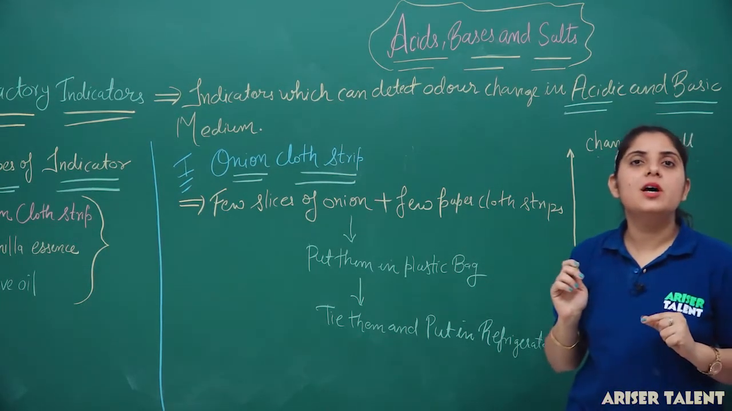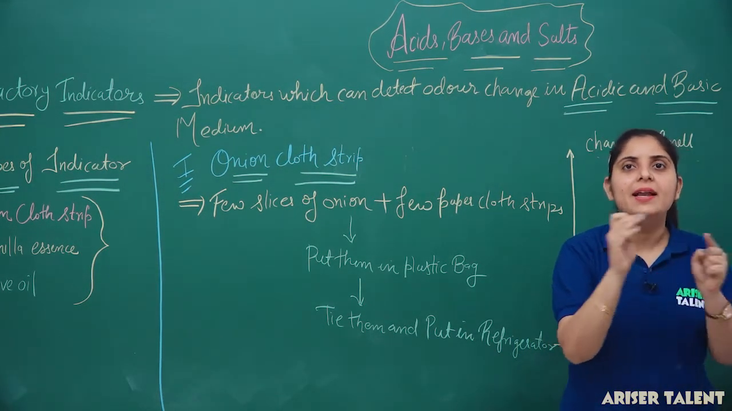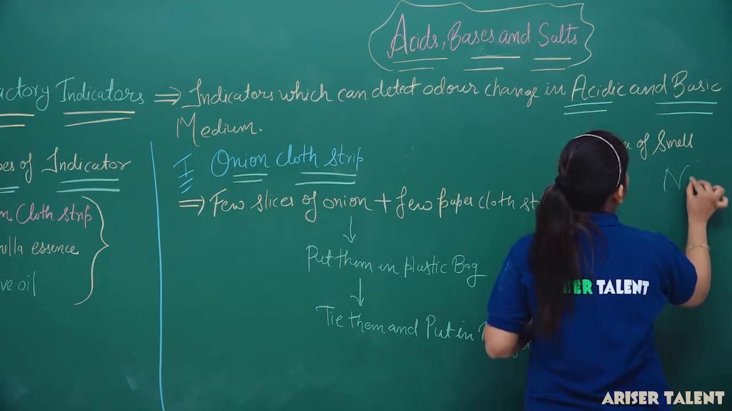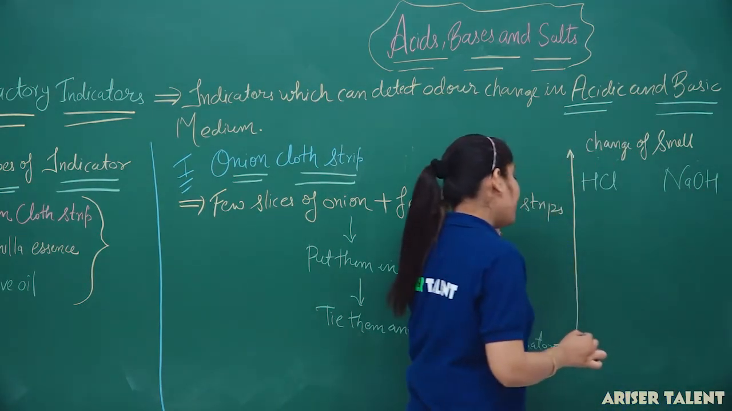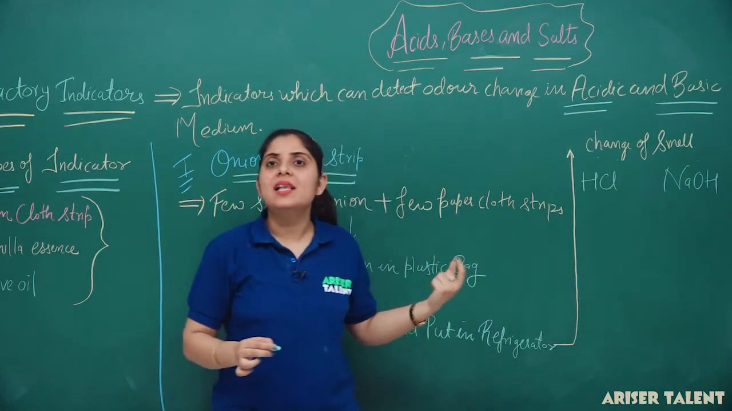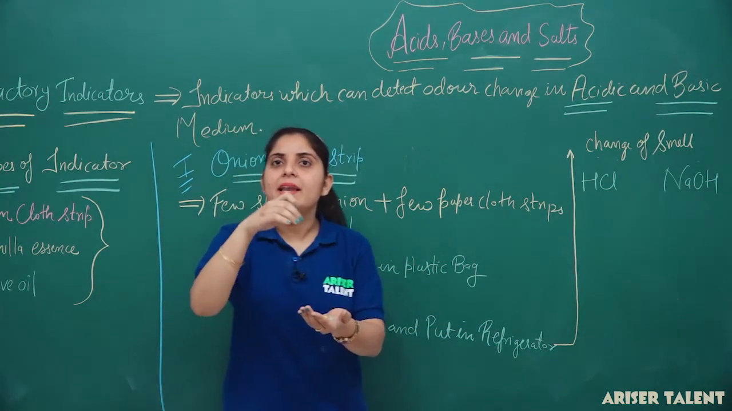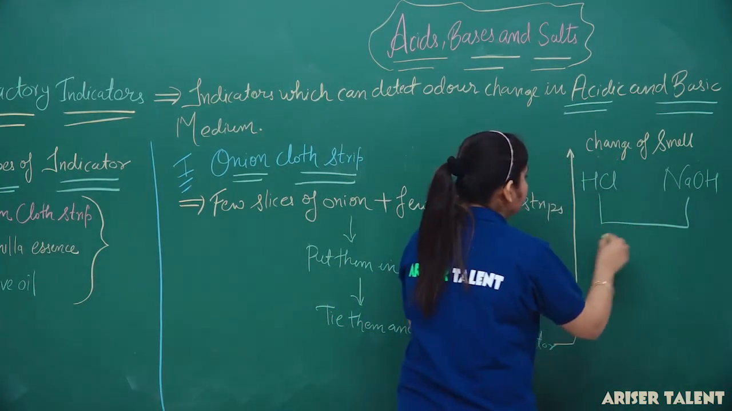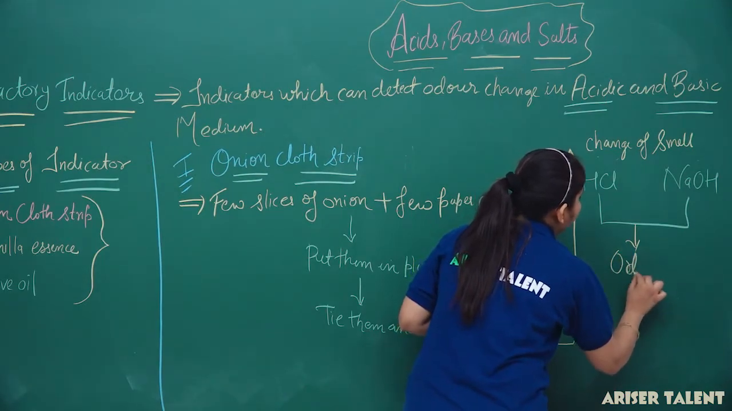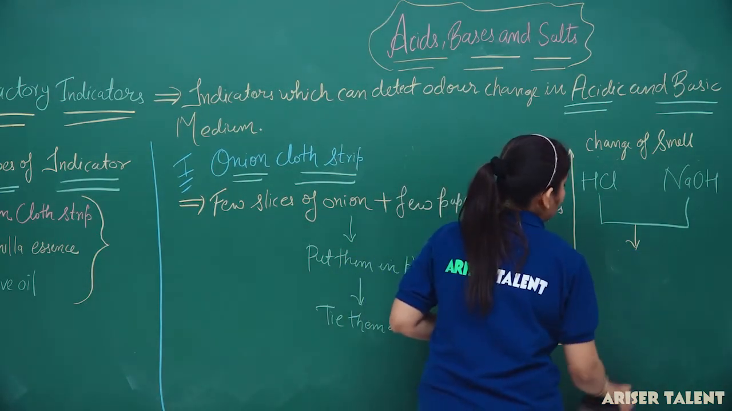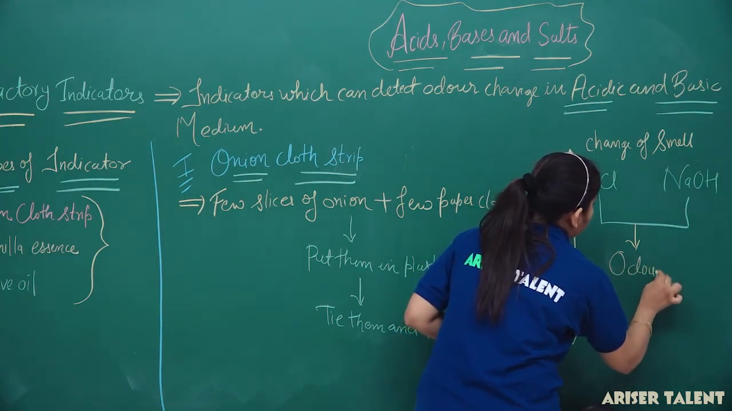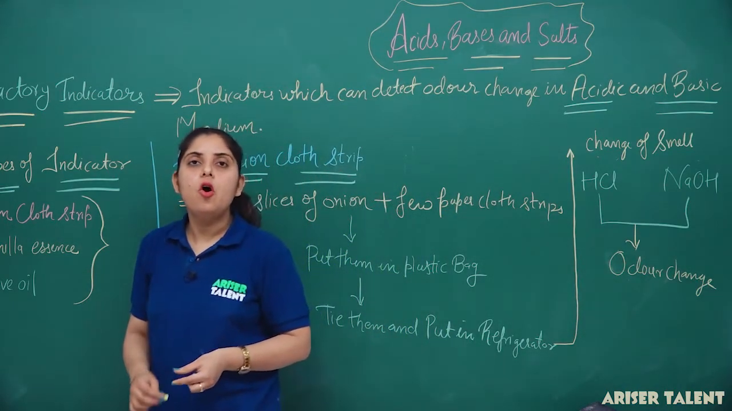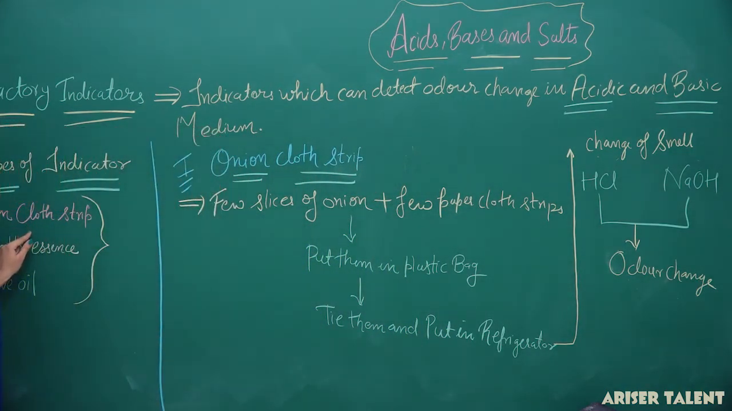Now we have taken a few samples of HCl and NaOH in 2 containers. Now when we put a few drops of HCl and NaOH on this onion scented strip, we will observe the change in odor in both the cases. We will observe odor change. So acids and bases are also classified on the category of the odor change. So this is all about the onion cloth strip.